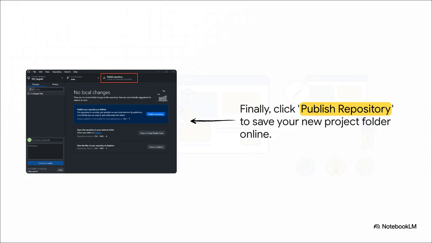Okay, one last click for this step. See that Publish Repository button? Go ahead and click it. All that does is create a safe backup of your new, and right now, empty folder online. And you're done. Your project space is officially set up and ready to go.